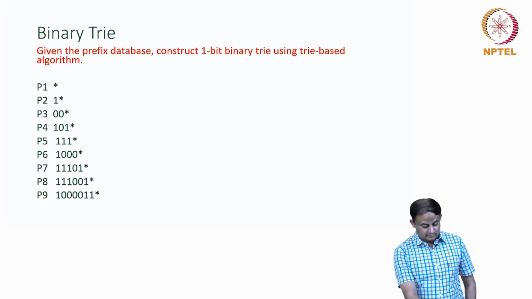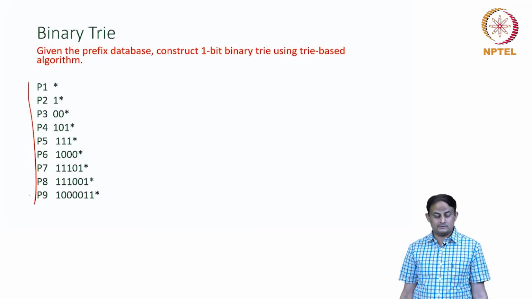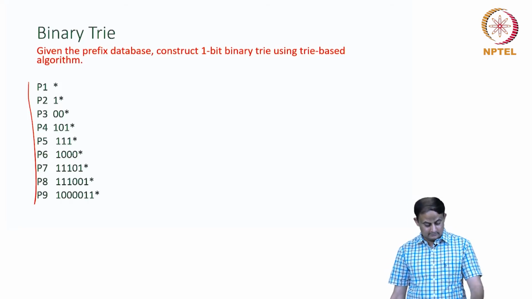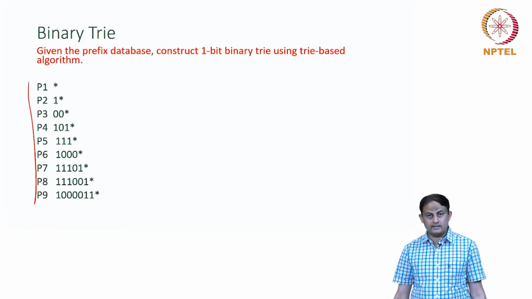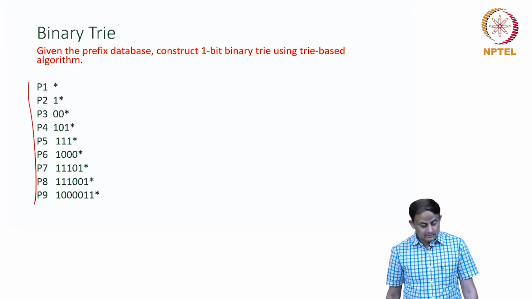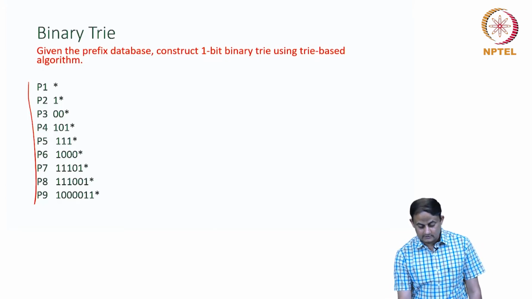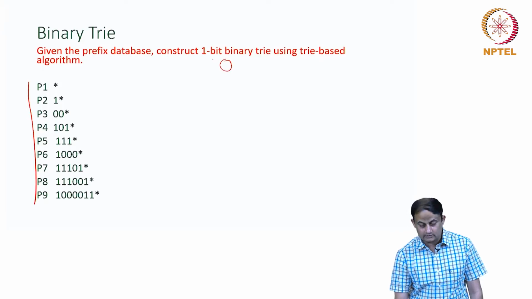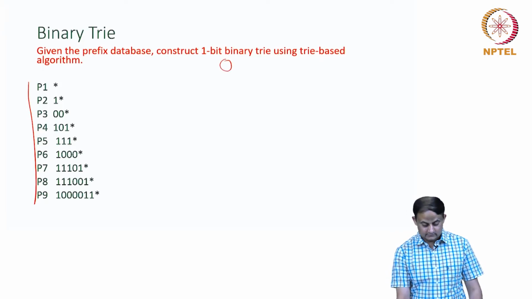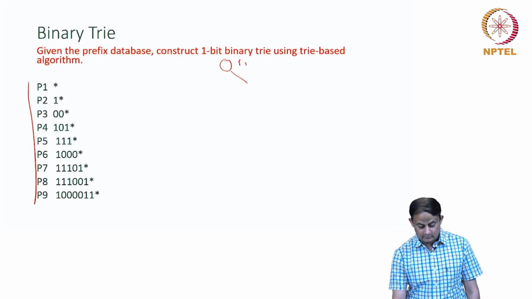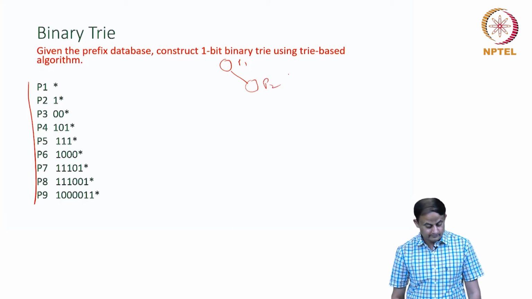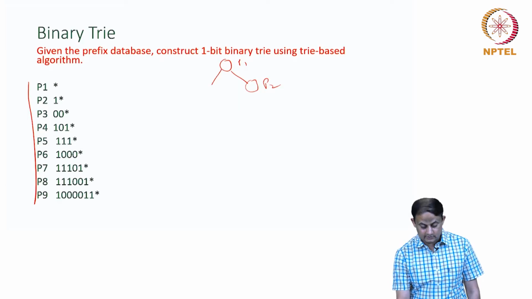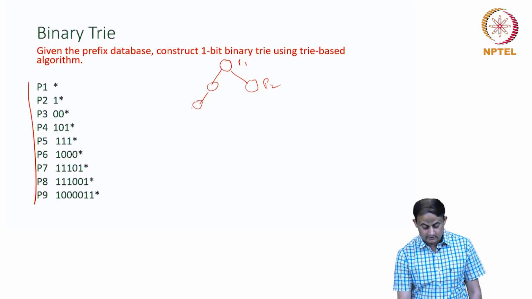So, here is a set of prefixes. There are 9 of them on the screen, P1 to P9, and the prefix binary digits are shown. Let us try to construct a binary trie for this set of prefixes. As usual, P1 is a star, so I start with the root node, and that is my prefix P1. P2 is 1 star, so I go to the right and have a node here, this is my P2. P3 is 0 star, so I need to come to the left.